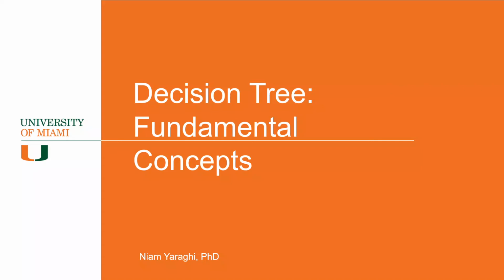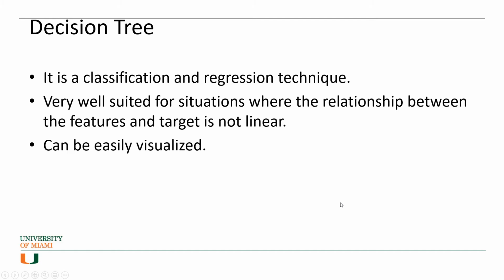The next machine learning algorithm that we're going to cover is the decision tree. It is a very straightforward algorithm and it's very commonly used in machine learning. It is basically a classification or regression technique. It is a subcategory of supervised machine learning algorithms, and it is very well suited for situations where the relationship between the features and the target is not linear.